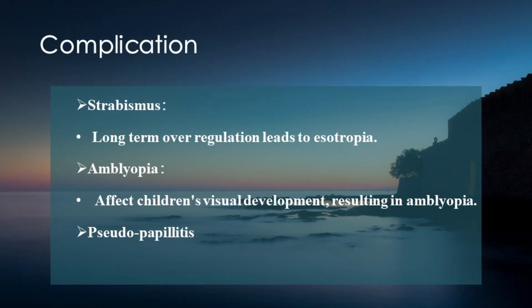The main complications of hyperopia include strabismus, amblyopia, and pseudopapillitis. Long-term overregulation leads to strabismus. At the same time, it affects children's visual development, resulting in amblyopia.